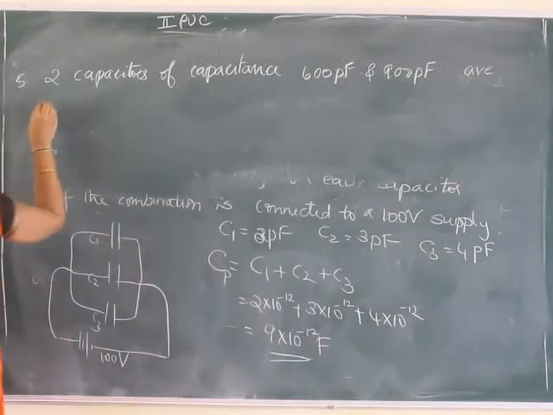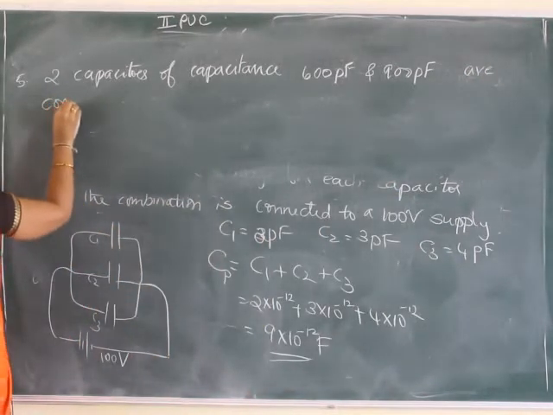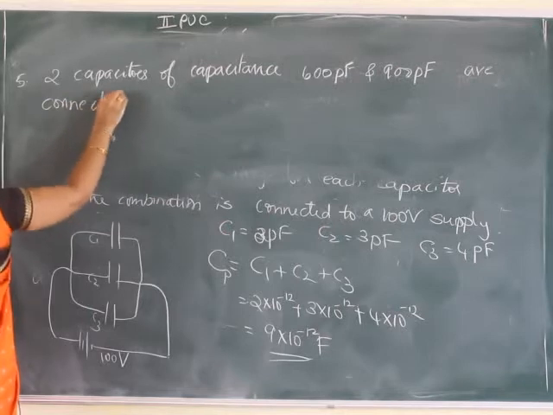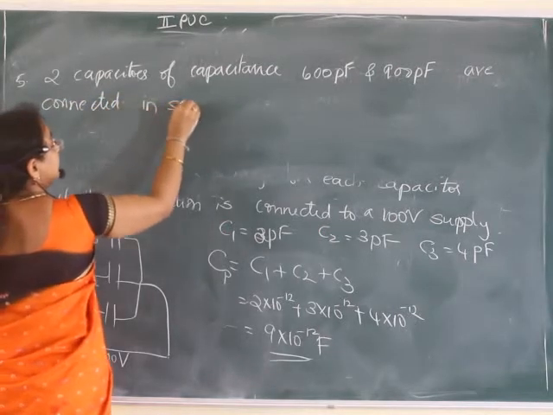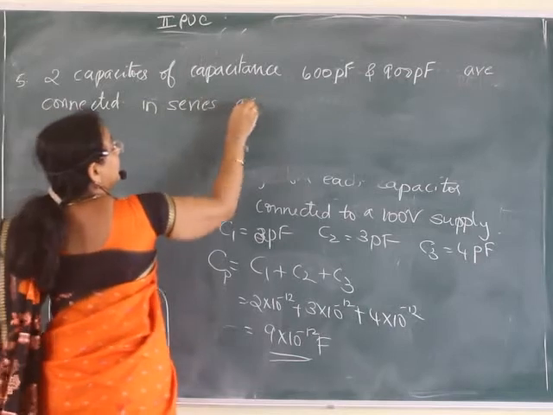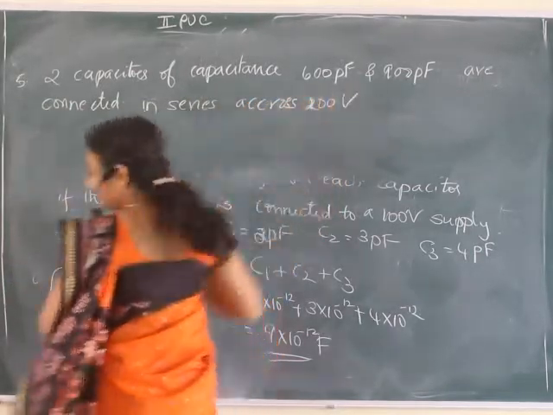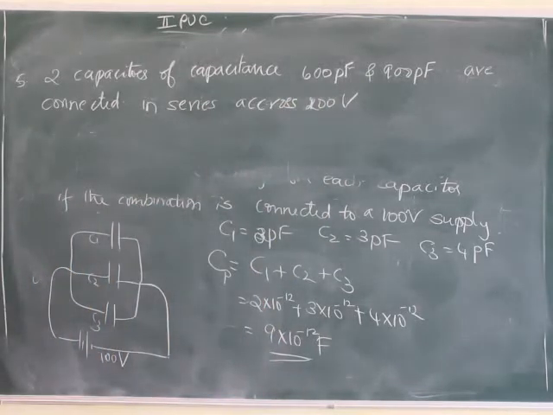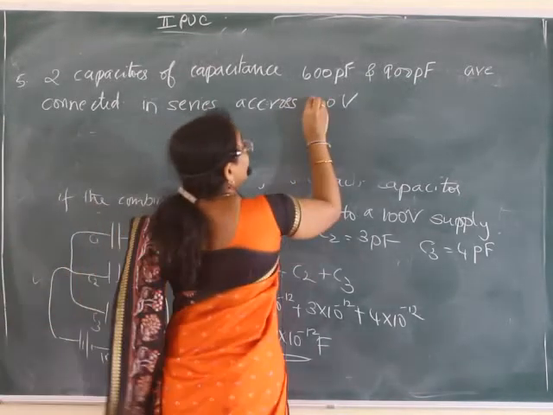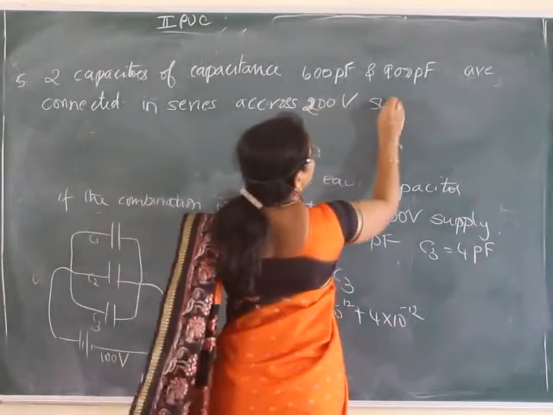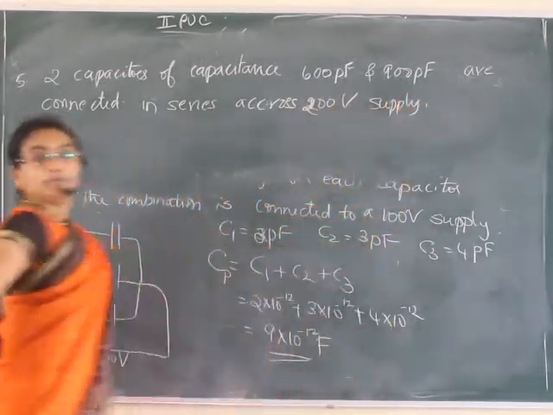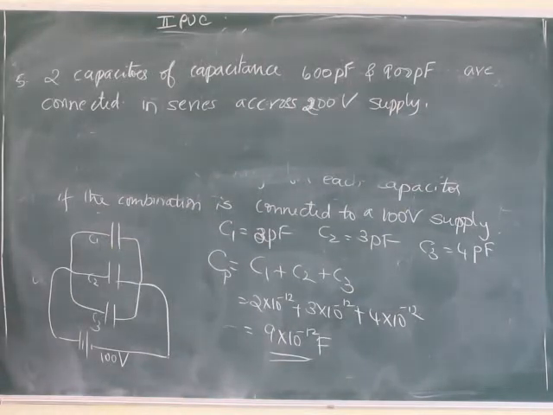are connected in a series across a 200 volt supply. What you have to do is calculate the effective capacitance of the combination.